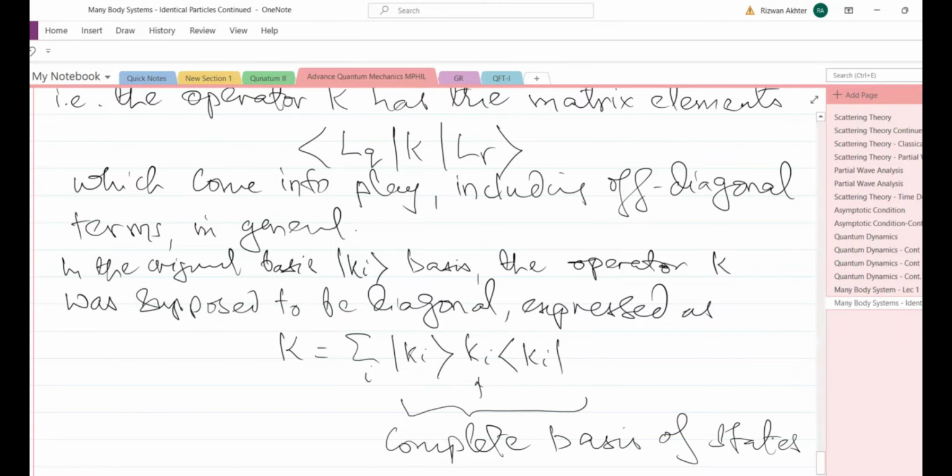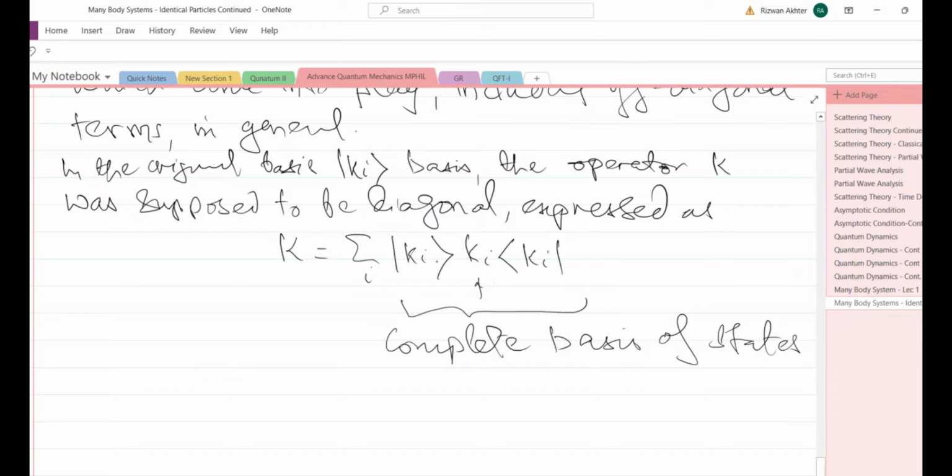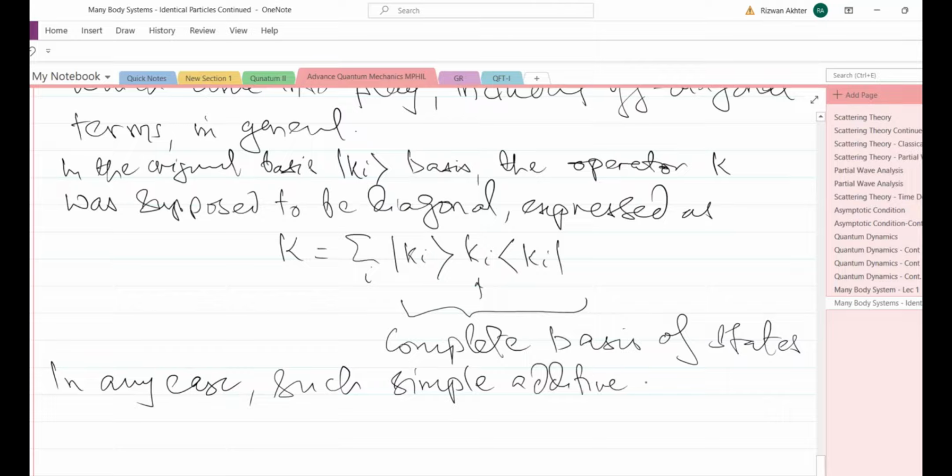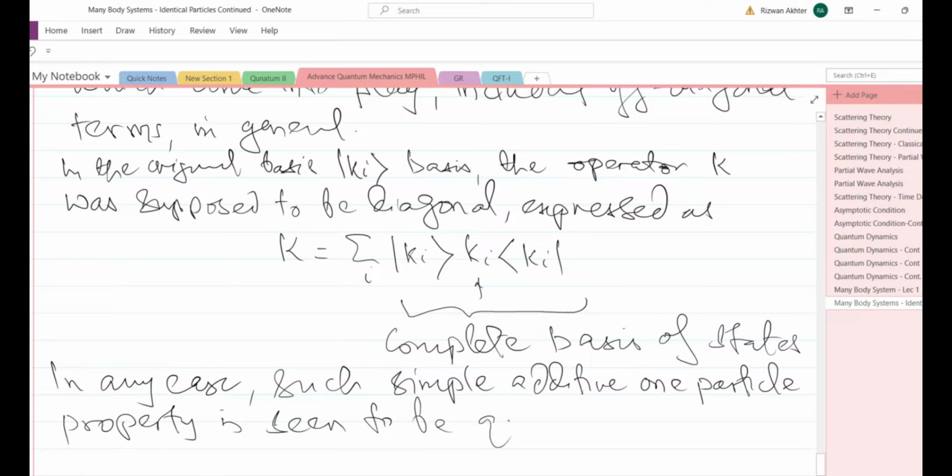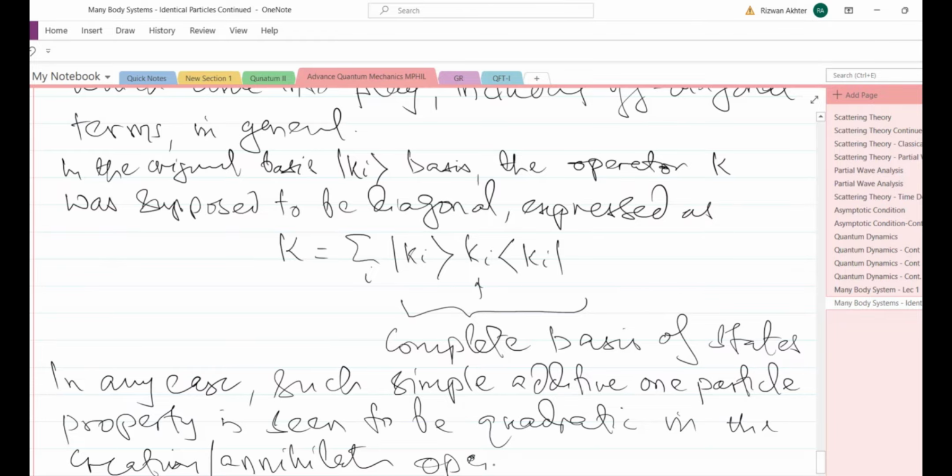So in any case, such a simple additive one particle property is seen to be quadratic in the creation and annihilation operators. Okay.